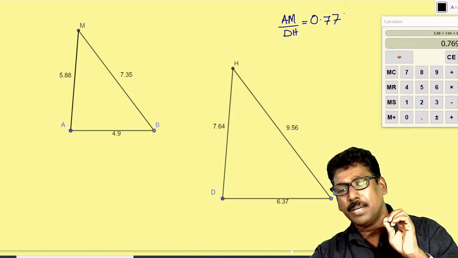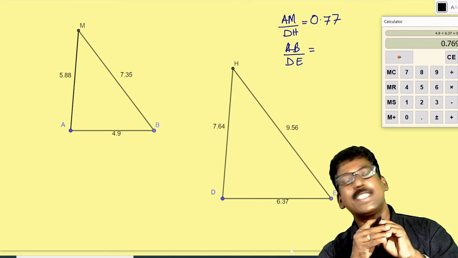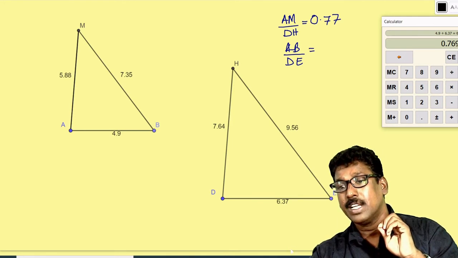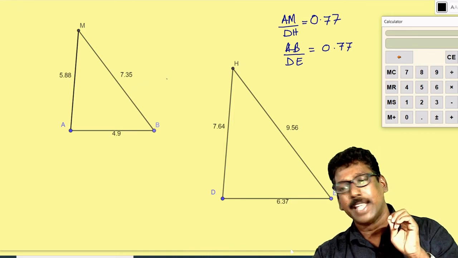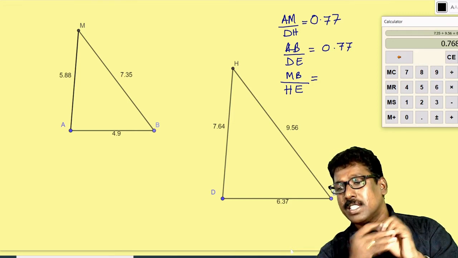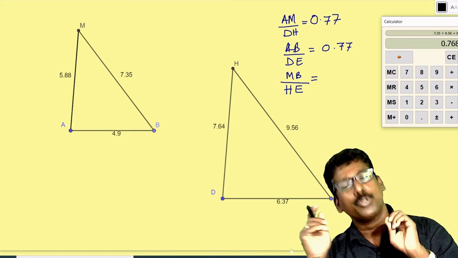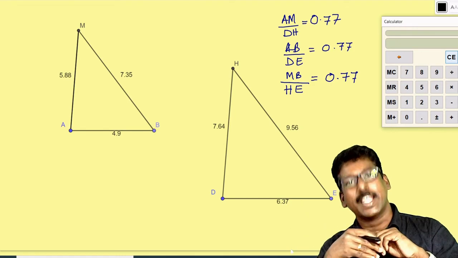Now let me take AB by DE. AB is equal to 4.9 divided by DE is equal to 6.37, and it is equal to 0.769, or corrected to two places of decimal, 0.77. Now, let me find out the ratio of MB by HE. MB is equal to 7.35 divided by HE is equal to 9.56. So you will get 0.76828, or corrected to two places, 0.77. That is, here the ratios of all sides are proportional.